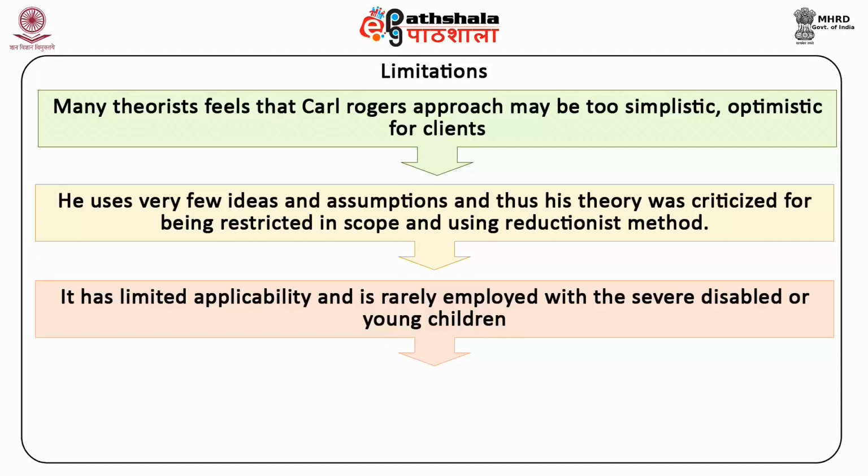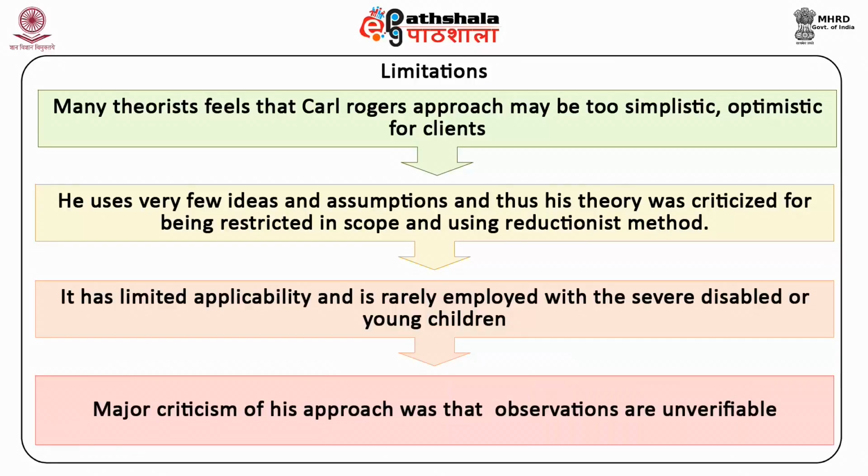Rogers' theory was criticized as some of his concepts could not be tested, like measuring key concepts such as empathy, genuineness, unconditional positive regard. A major criticism of his approach was that observations are unverifiable. There is no accurate way to measure or quantify these qualities.